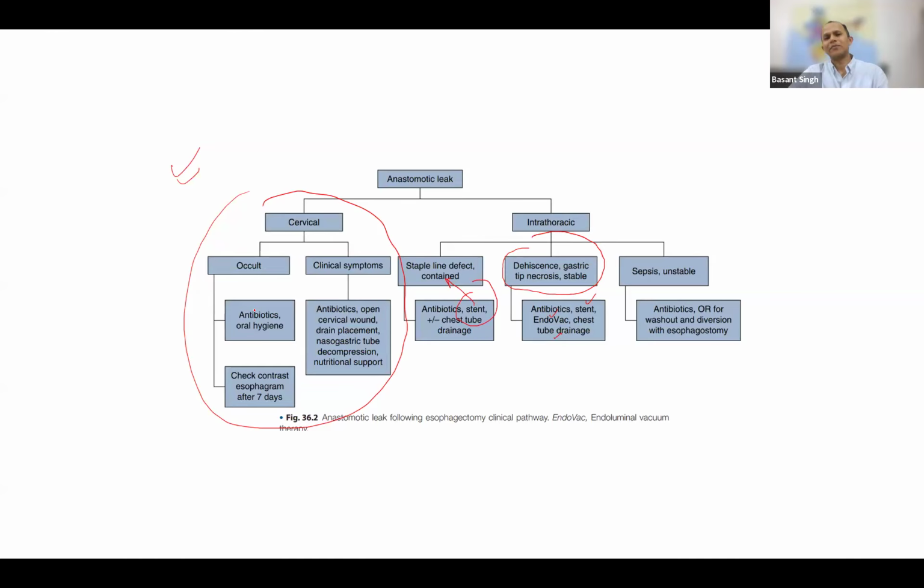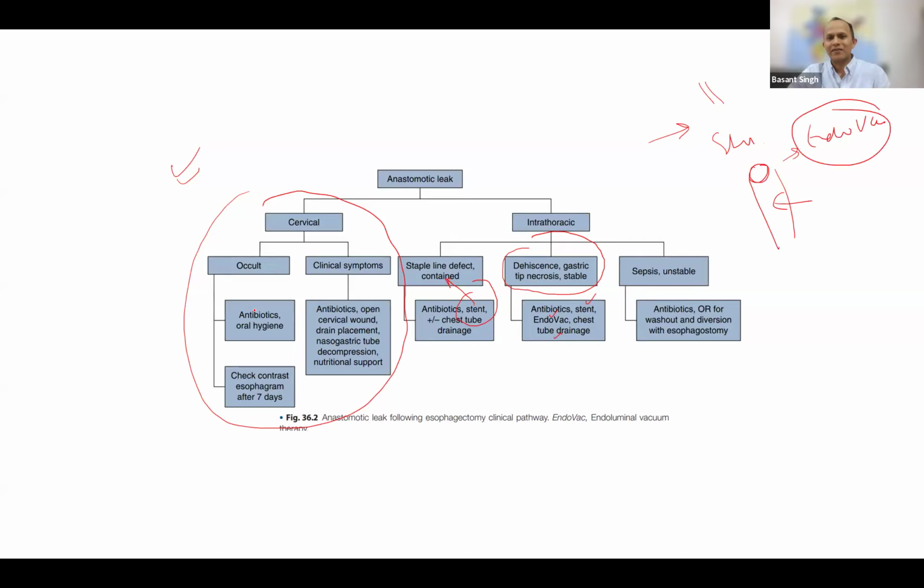Now the concept earlier, what used to happen is that the moment the patient used to have an intrathoracic leak, patients were taken to OR, the conduit was taken down, and then people used to do cervical esophagostomy. The problem is that once you take down a conduit, then the second surgery becomes very difficult. So now what they're saying, since you have stent available, you have endovac available, the emphasis is more on conduit salvage. So they want to salvage that conduit. So if you have a conduit like this, and if you have just necrosis at the tip, rest of the conduit is fine. So here you can use this endovac. Okay, you can use endovac.